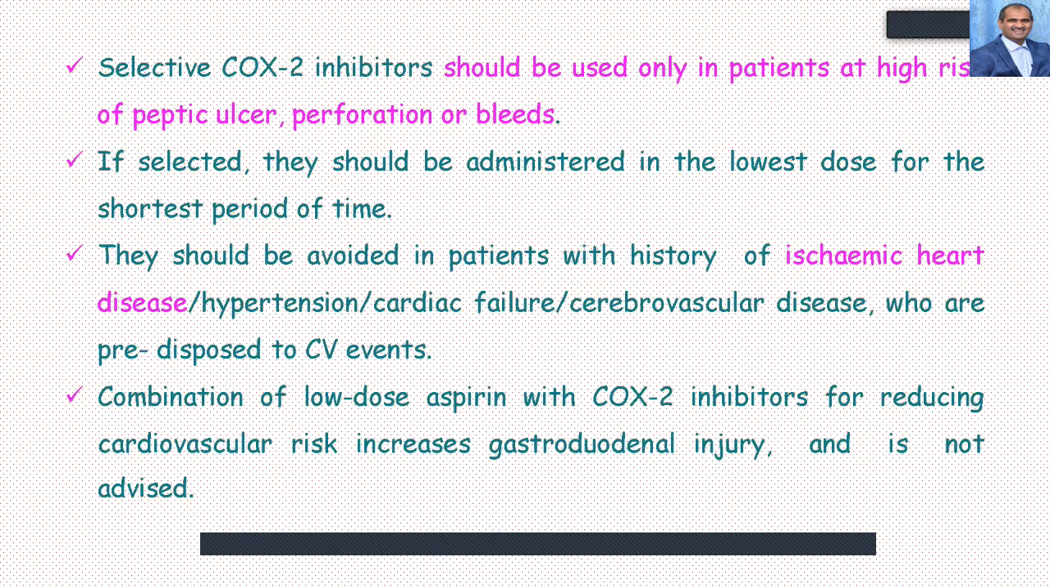In patients with any type of cardiac disorder, COX-2 inhibitors like celecoxib, etoricoxib, etc. should not be used, even though they are very good anti-inflammatory analgesic agents. The combination of low-dose aspirin with COX-2 inhibitors for reducing cardiovascular risk increases gastroduodenal injury, so this should not be combined with aspirin.